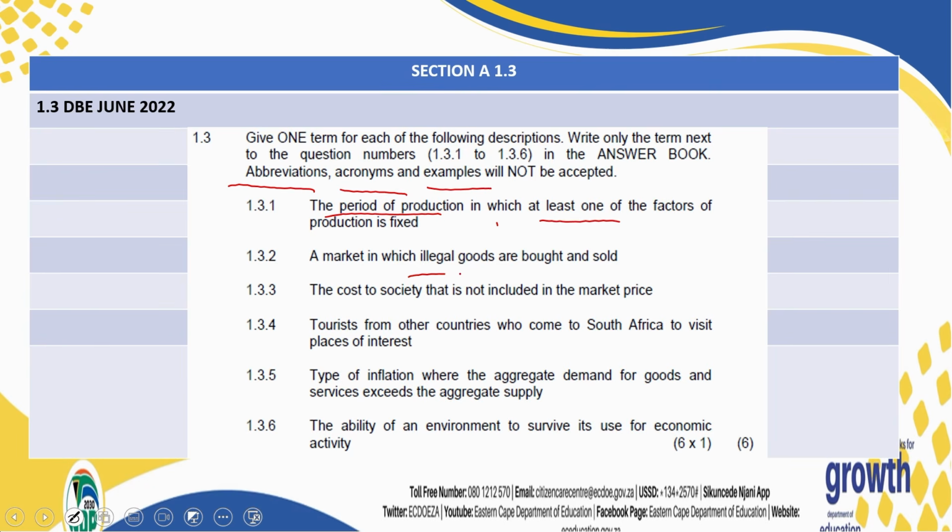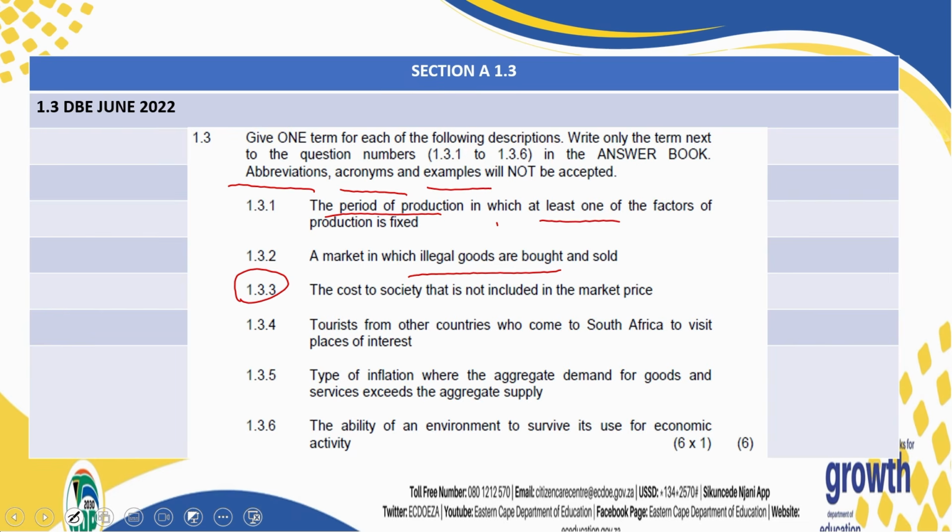A market in which illegal goods are bought and sold. What are we talking about here? Go and check if it is a maximum price. Why not just draw it and also try and practice it? I want to talk about this one. The cost to society that is not included in the market price. We are talking about externalities here.